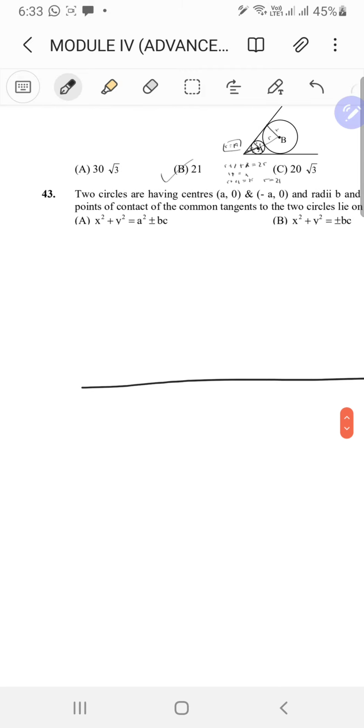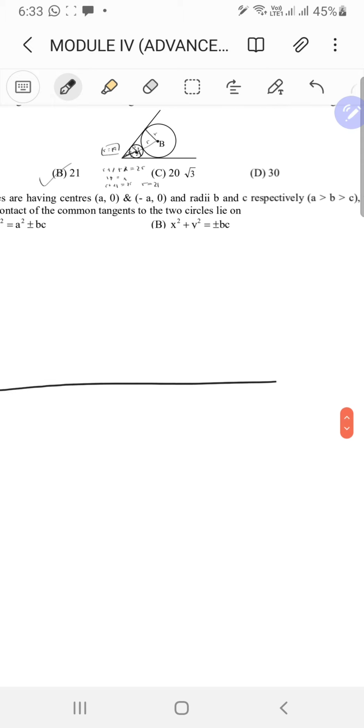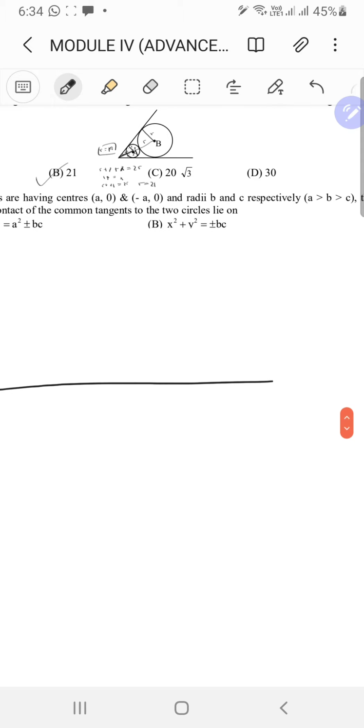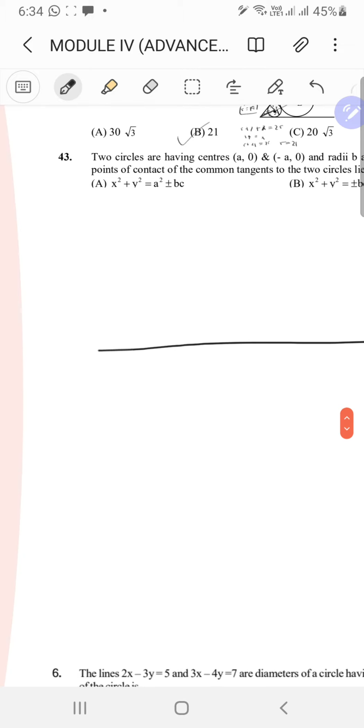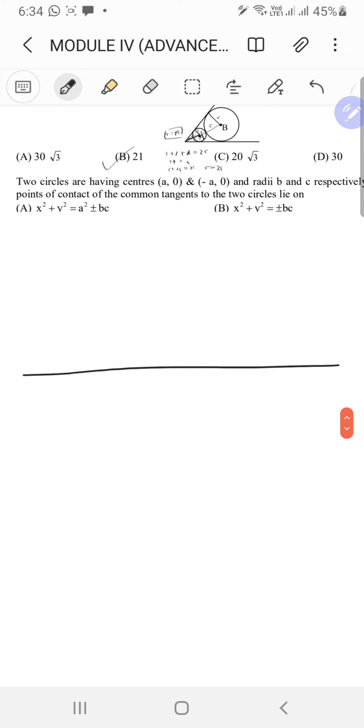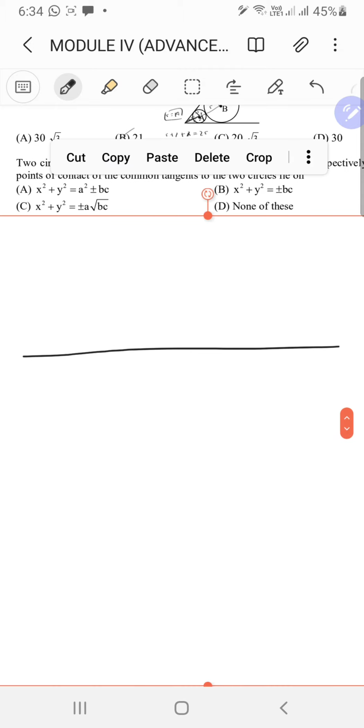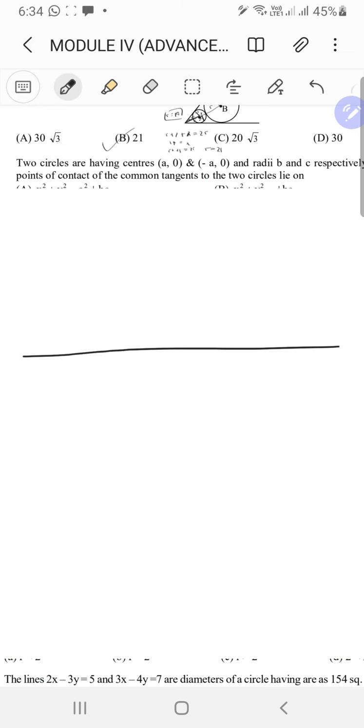Then the points of contact of the common tangents to the two circles lie on. Okay, so A is bigger than both B and C. I guess they should be lying on another circle, looking from the options. So they must be concyclic or something.